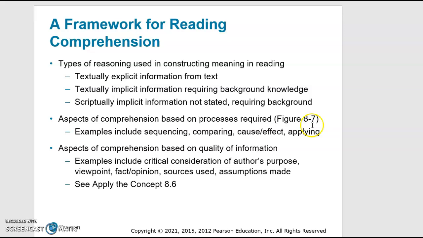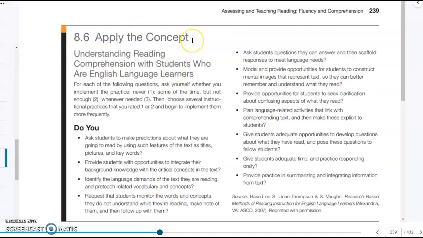So, aspects of comprehension based on processes required. Looking at figure 8-7, that would be sequencing, comparing, cause and effect, applying, all of those things. And then aspects of comprehension based on the quality of information: thinking about the author's purpose, the viewpoint, fact and opinion, sources used, and assumptions made. And concept 8.6, I just wanted to make sure to show this to you. It doesn't necessarily fall right here in the PowerPoint, but make sure you're looking in the textbook, whether it's the e-text or the hard copy. In the textbook it's page 200, in the e-text it's page 239.